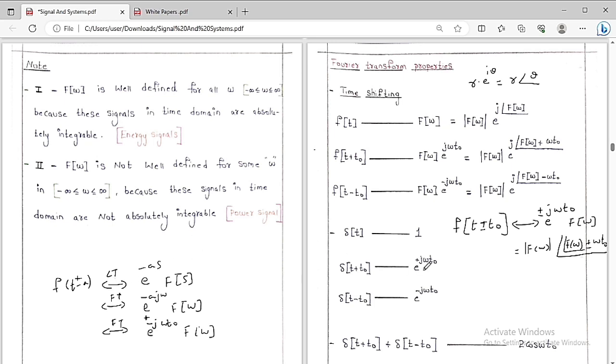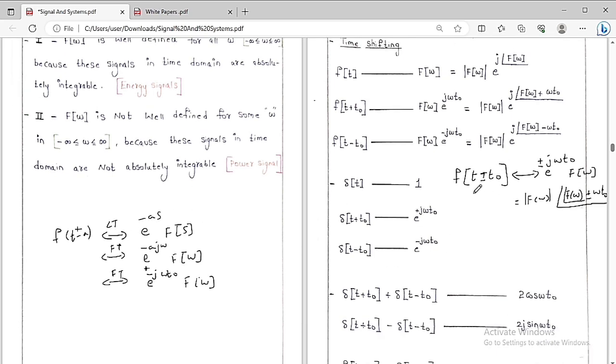Finally we are going to get f of t plus or minus t naught has the Fourier transform e to the power of plus or minus j omega t naught F of omega. You can write it in another format, which is mod of F of omega, with phase angle of F of omega plus or minus omega t naught. So if you remember this Laplace transform formula, then we can easily get the Fourier transform formula just by replacing s with j omega. This is an easy thing.